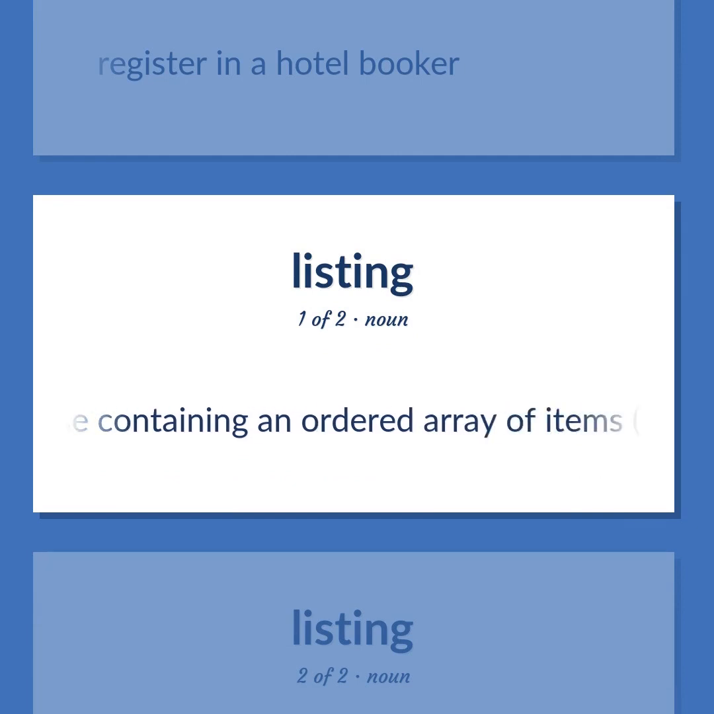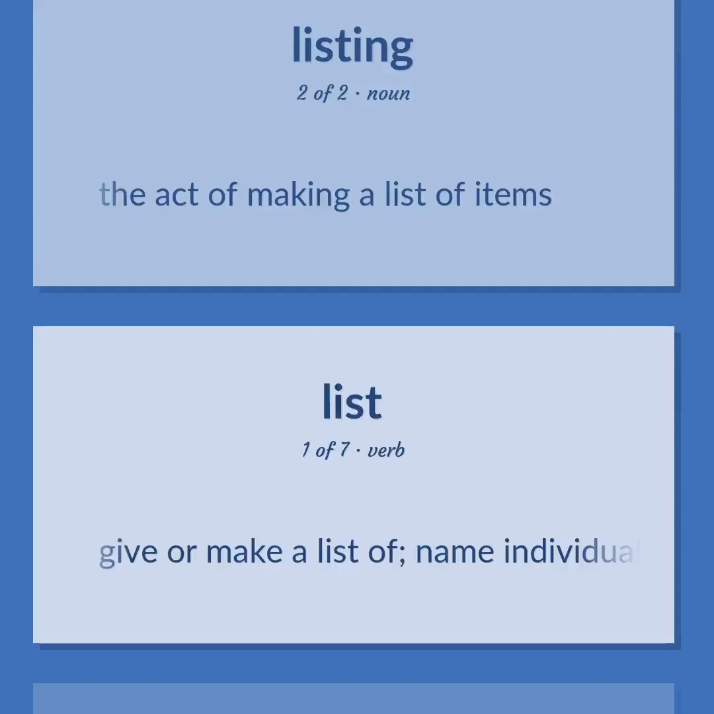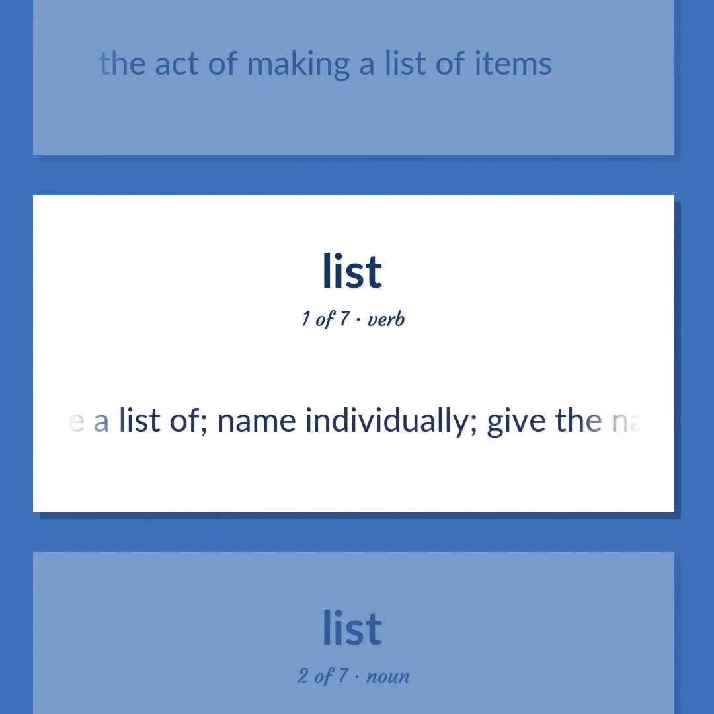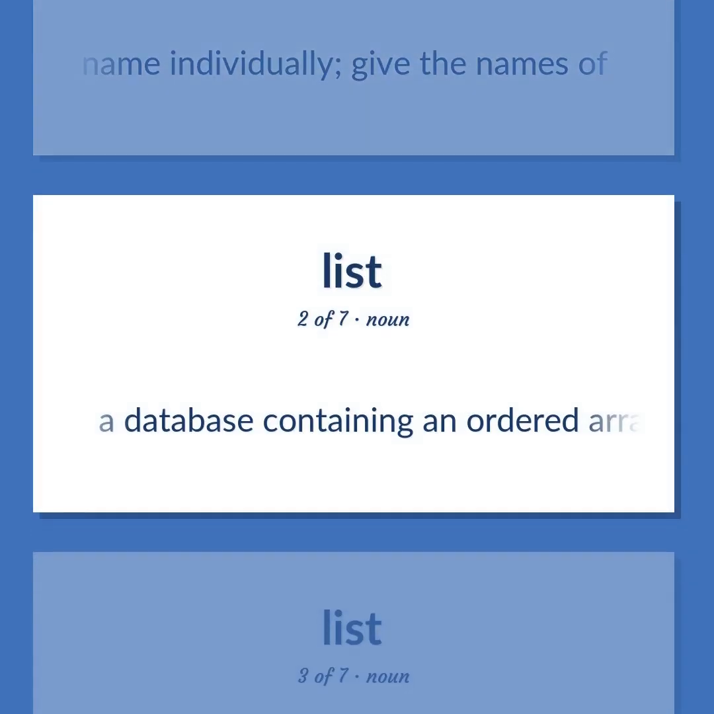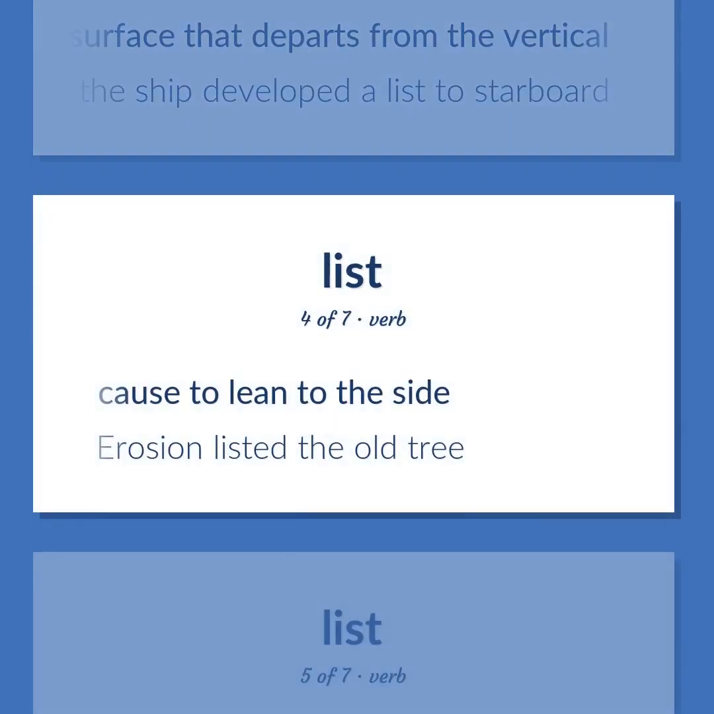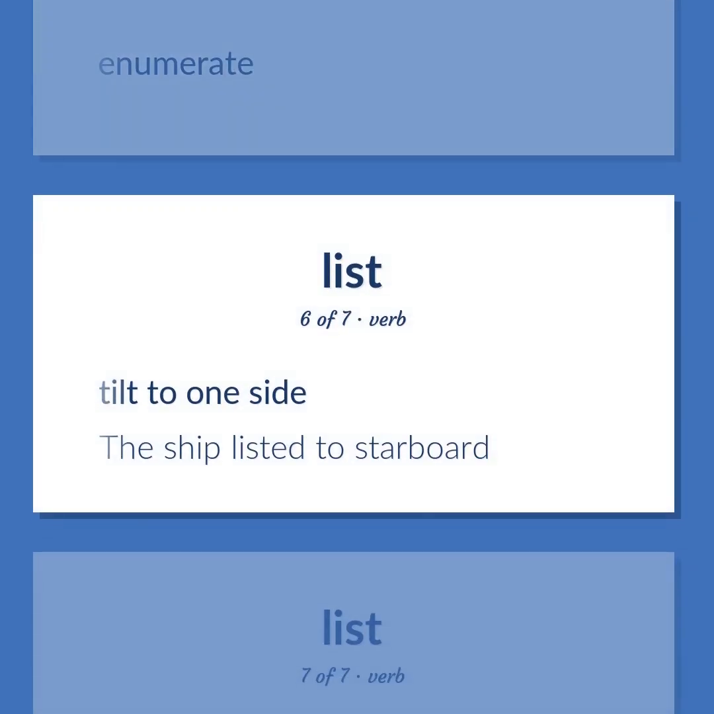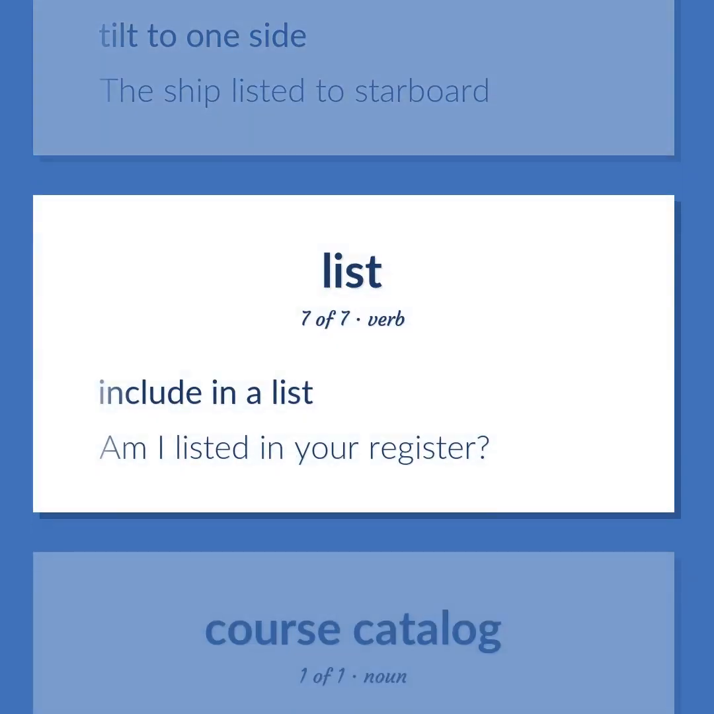A database containing an ordered array of items, names or topics. The act of making a list of items. Give or make a list of. Name individually; give the names of. A database containing an ordered array of items, names or topics. The property possessed by a line or surface that departs from the vertical. The ship developed a list to starboard. Cause to lean to the side. Erosion listed the old tree. Enumerate. Tilt to one side. The ship listed to starboard. Include in a list. Am I listed in your register?